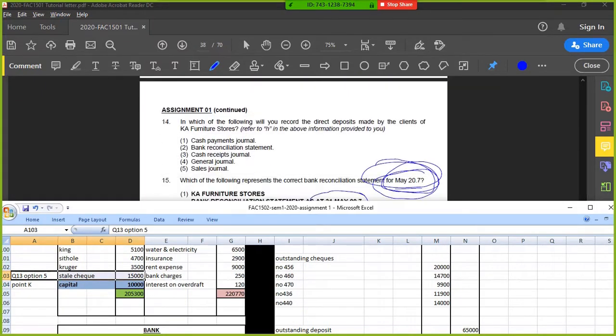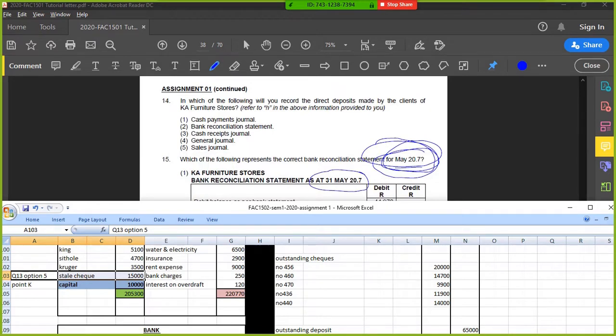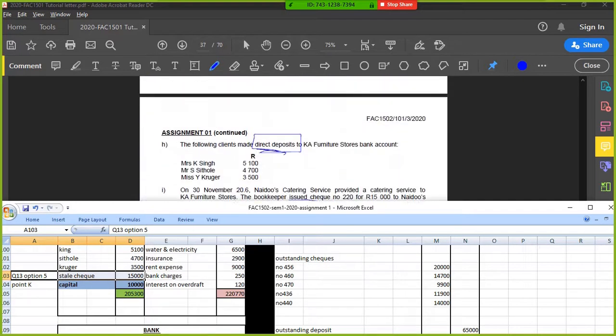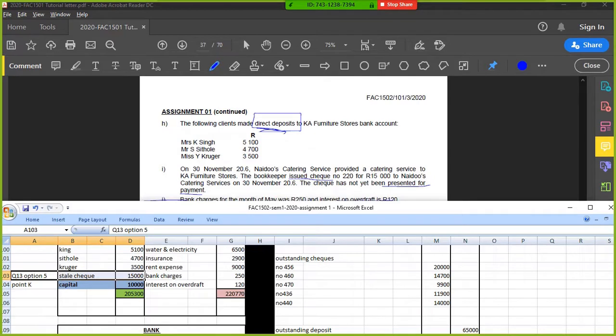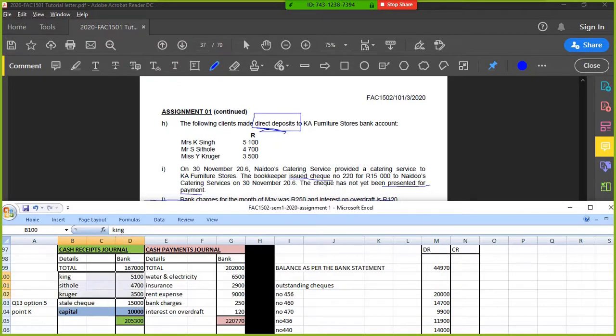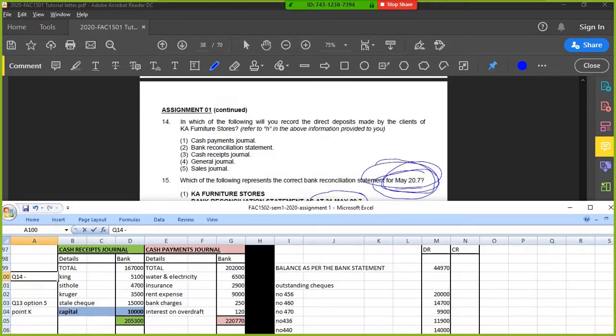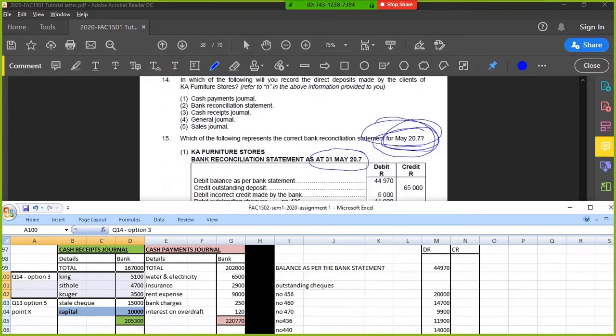14. In which of the following would you record the direct deposits made by the clients of K.A. Furniture Store? Refer to H above. Where's H? H was Singh Satoli Kruger. Where do we put it? Here. This is question 14. Let's go pick an option. Question 14, cash receipts journal, option 3. There's Singh Satoli Kruger. See it? Yes. Okay, last one.